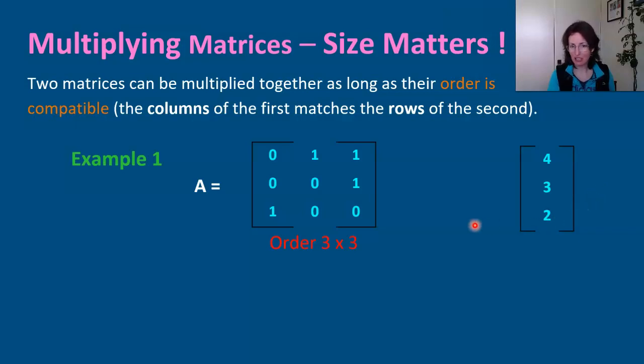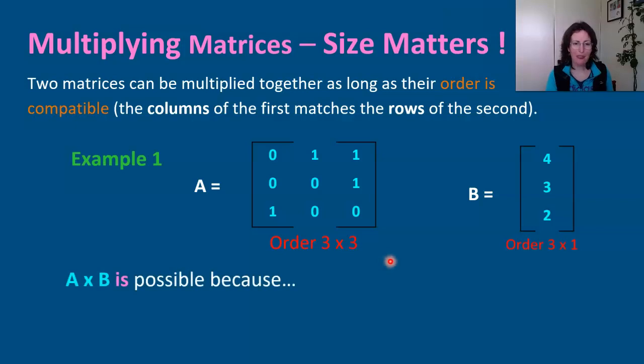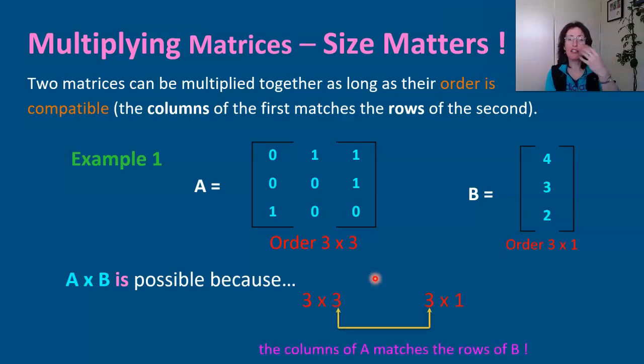Example 1 here. Its order is a 3 by 3, 3 rows, 3 columns. What's the order of this one? Rows first. How many rows? 3 rows and then 1 column. And so these, what we call the middle numbers, if you like, need to match. And so the reason we can multiply them together is because when you write out the orders of the two matrices, the one that's coming first, you name first, so A, that's a 3 by 3, multiplied by a 3 by 1.